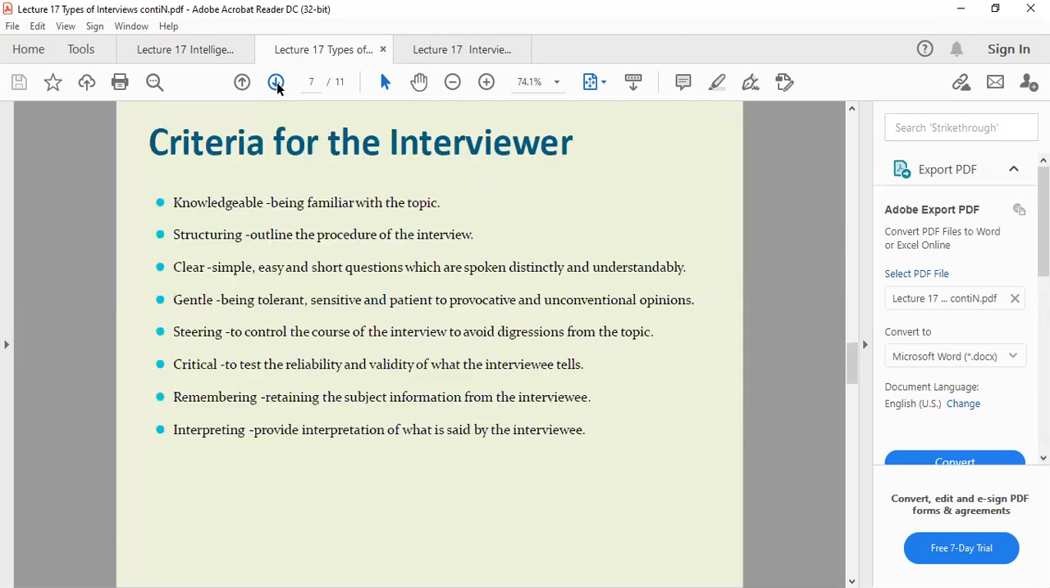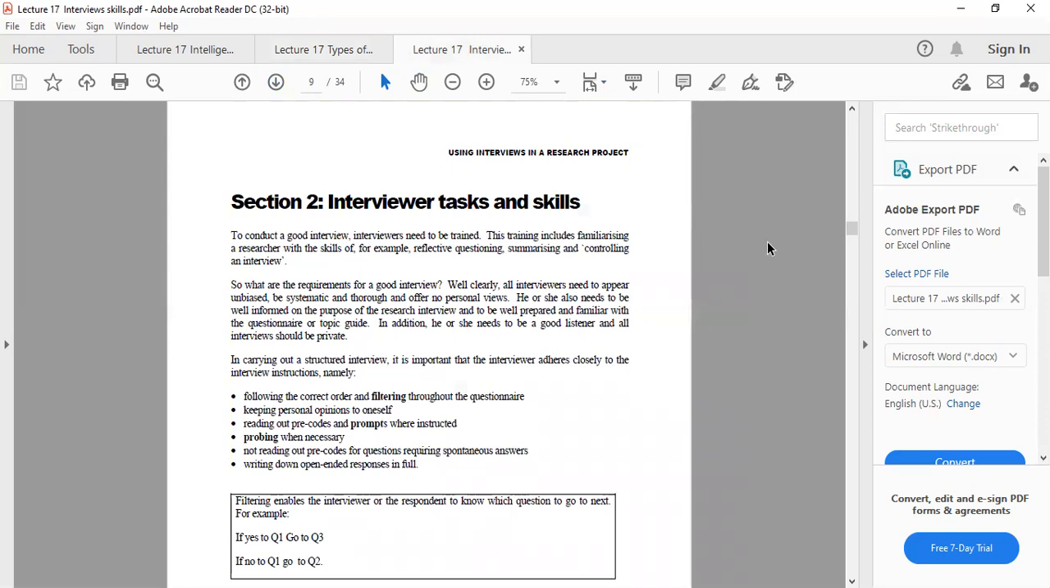So, criteria for the interviewer. Before we go to the criteria for the interviewer, we want to look at some tasks and skills that one has to also make use of.